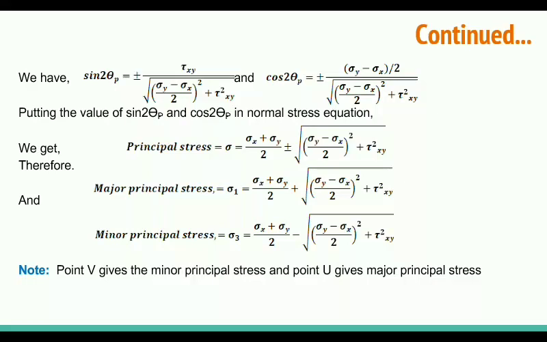Point V gives the minor principal stress and point U gives the major, as I already mentioned. So try to remember all these results. In the previous lecture I discussed the Mohr circle, but that was a simple form of the Mohr circle. In the relation we derived today, if you put tau xy equal to 0, you will get the same result I discussed in the previous lecture. That is very important. Construction of the Mohr circle is very important, so just focus. If you have any doubt, try to contact me.